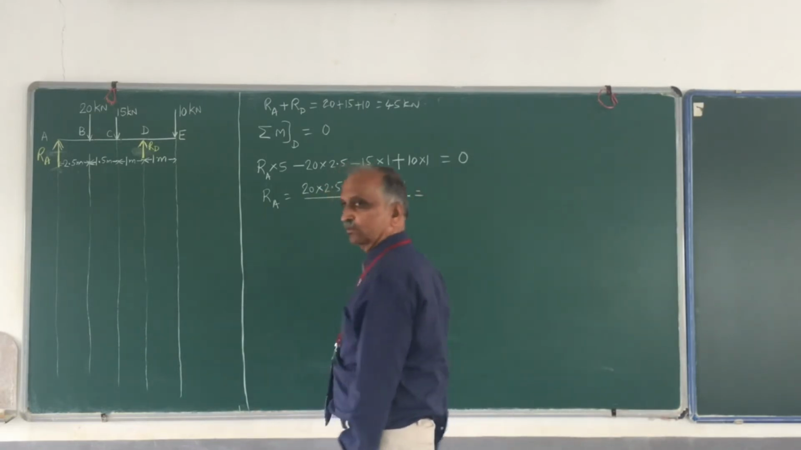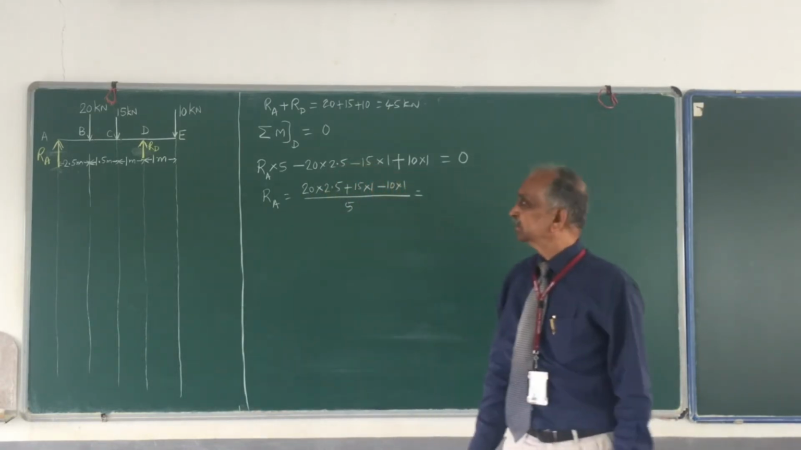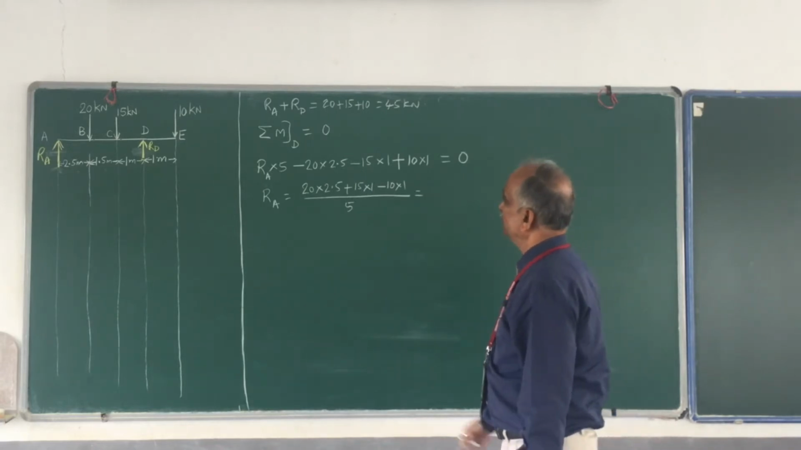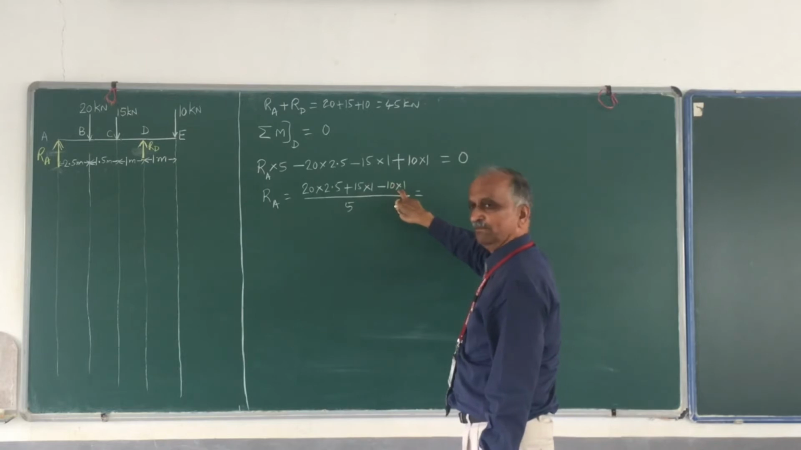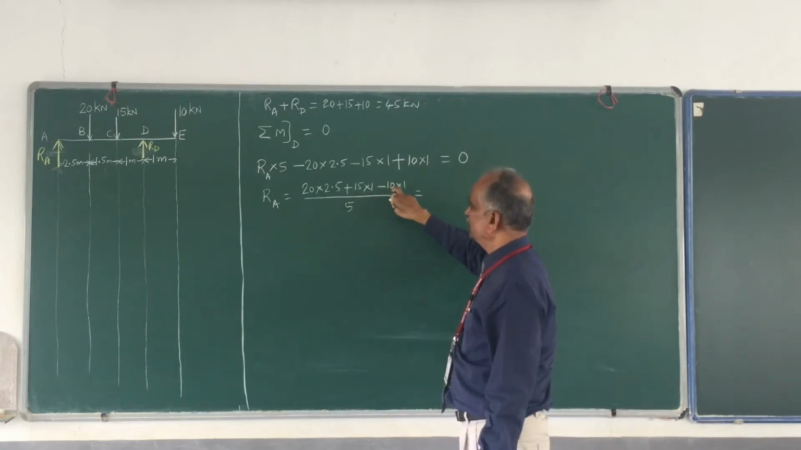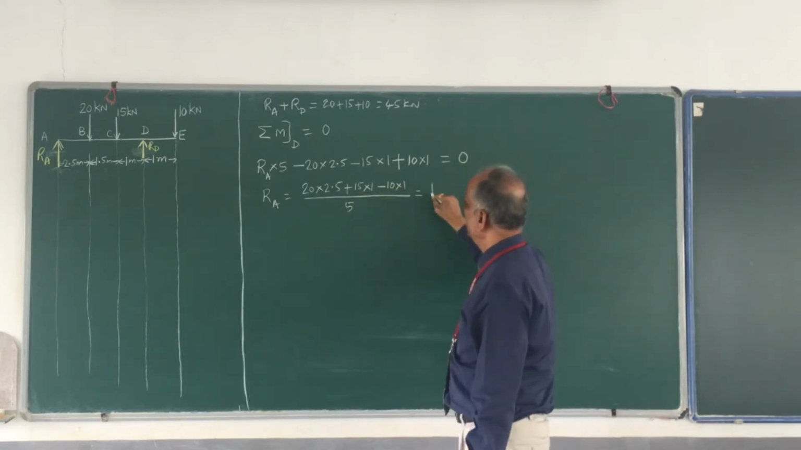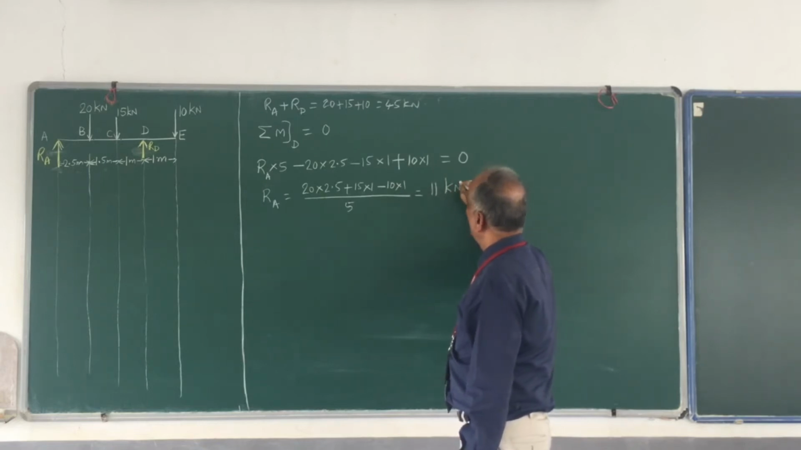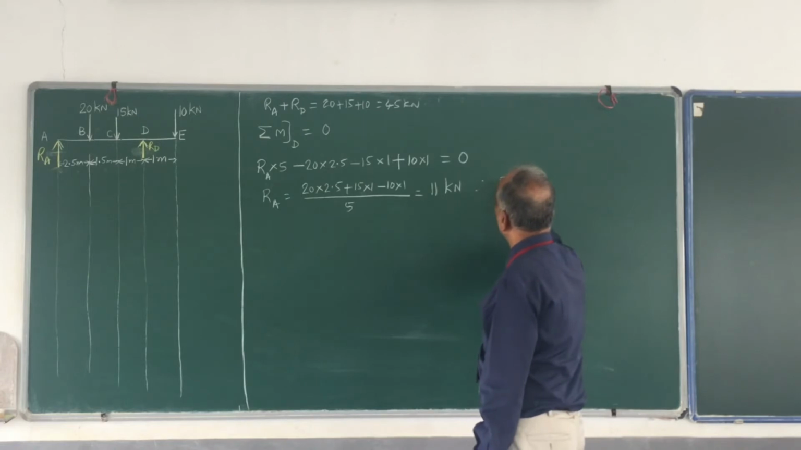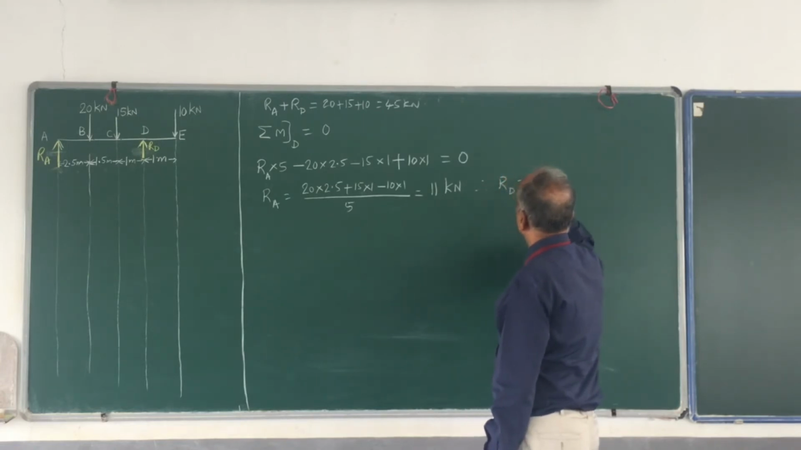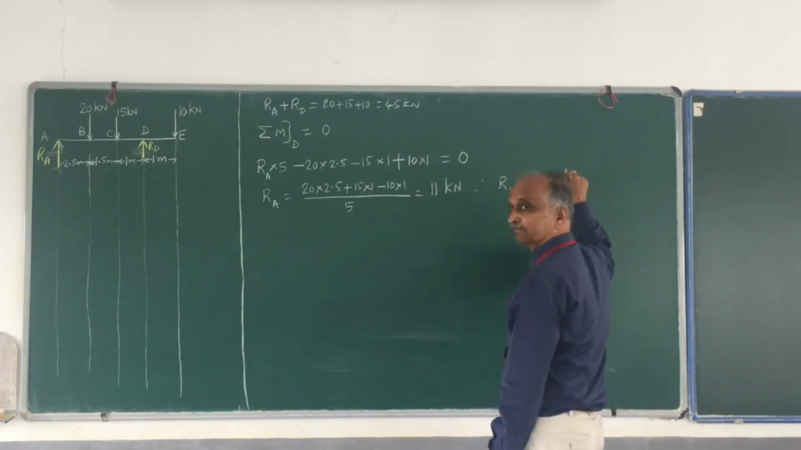This is equal to, okay, 20 into 2.5 is 50, 50 plus 15, 65, 65 minus 10 is 55, 55 divided by 5 is 11. RA is 11 kilonewton and therefore RD is equal to 34 kilonewton.